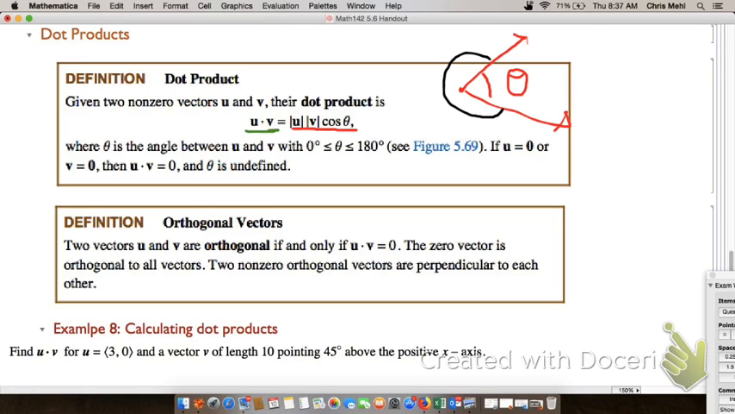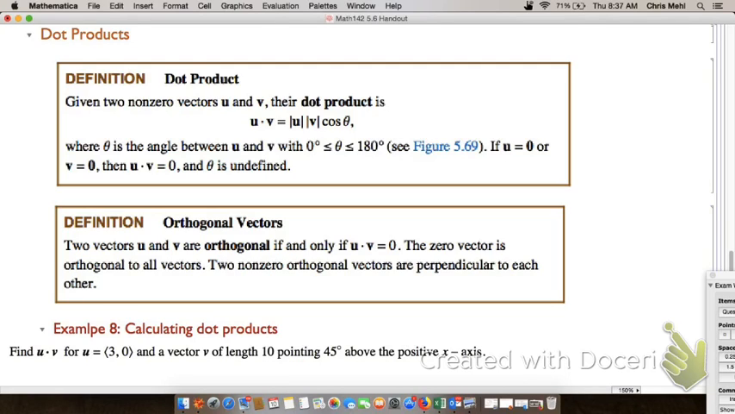Okay, so with that definition in mind, we can talk about how to determine if two vectors are orthogonal to each other. We say that u and v are orthogonal if and only if their dot product is 0. The 0 vector is automatically then orthogonal to all vectors. And what we mean by orthogonal is just that two non-zero orthogonal vectors are vectors that are perpendicular to each other. So if you join them at the tail, the angle between them would be 90 degrees.